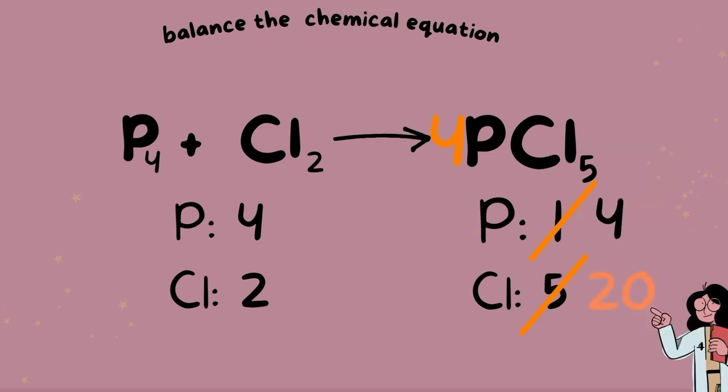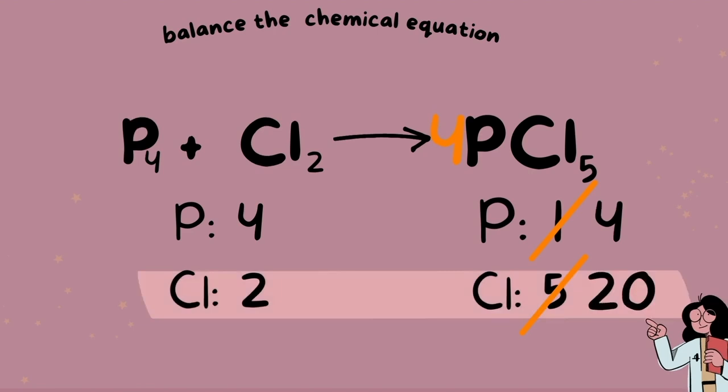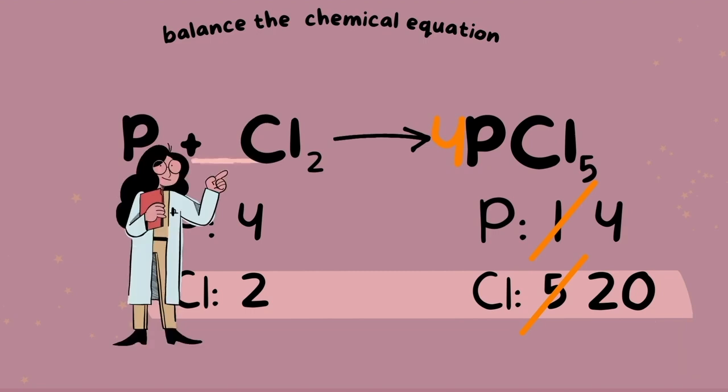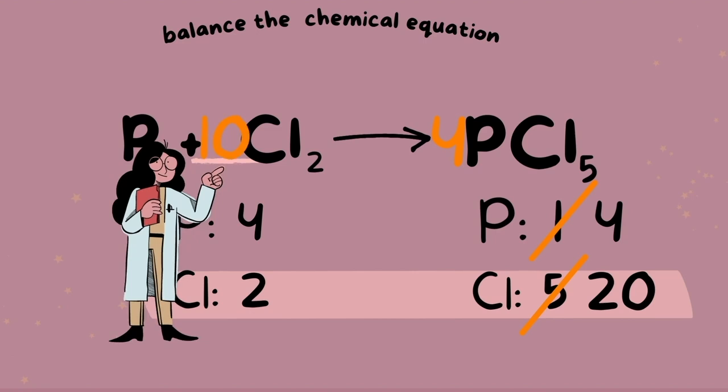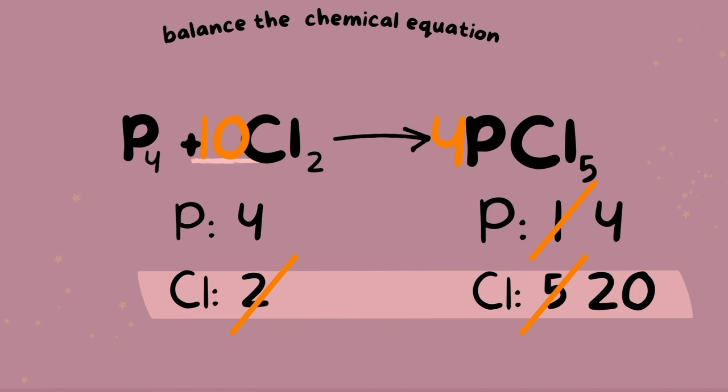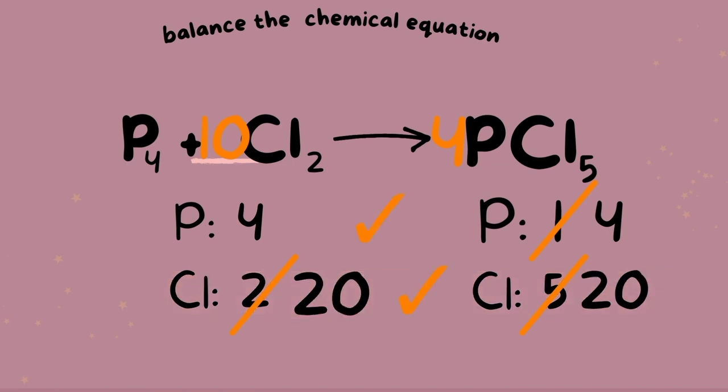Now that our phosphorus is all balanced out, let's look at chlorine. We now have 2 on the reactant side and 20 on the product side. What can we add in front of the chlorine to make it 20? Well, we can add a 10, and then 10 times the 2 will give us a total of 20 chlorine atoms or moles. Awesome, so we're all balanced out here.